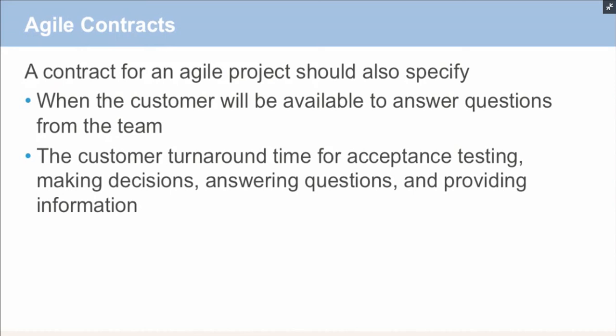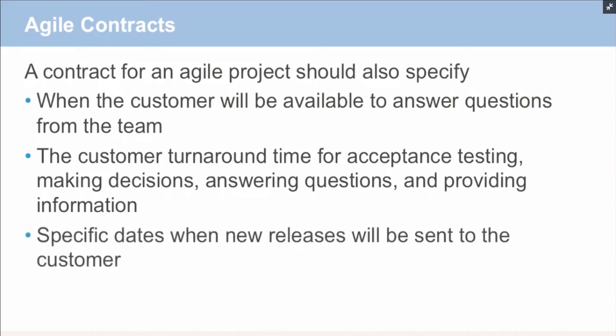We also want to know the customer turnaround time for acceptance testing, making decisions, answering questions, and providing information. This allows us to understand how timely we can also be with our deliverables, since a lot of our work is going to be dependent on the customer accepting our work product. Also, we want to know specific dates when new releases will be sent to the customer. It's important for us to know whether the customer has specific milestones that we need to stick to.